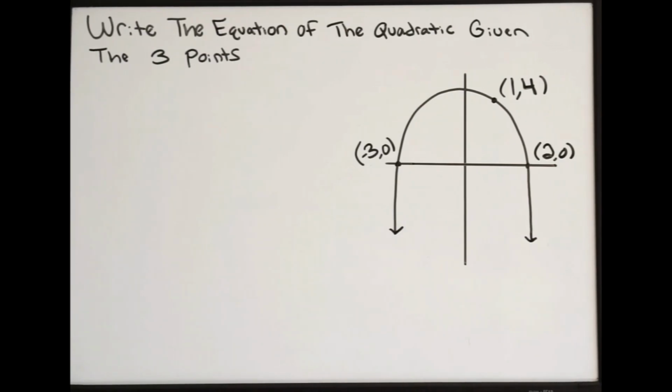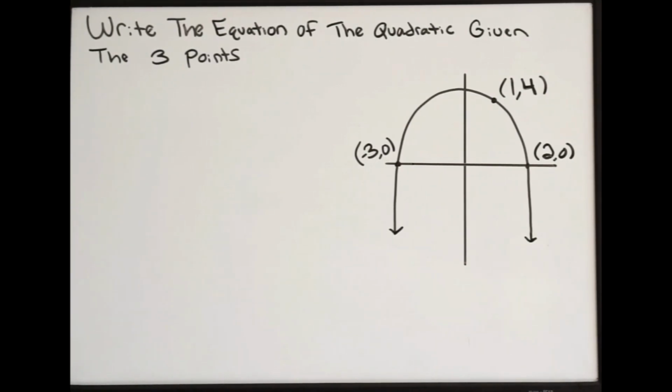Now, there are a few ways in which you can do this problem. However, the way that I would do it is by setting up a system of equations. In particular, you're going to have a 3 by 3 system here, meaning you're going to have 3 equations in which you're solving for 3 different variables. So let's go ahead and talk about that.